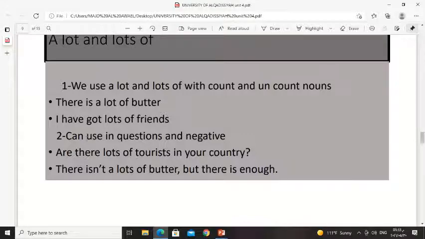A lot can be used in questions and negatives. Are there lots of tourists in your country? Question mark. There isn't a lot of butter, but there is enough. انتبهوا a lot of و lots of نفس القاعدة. نفس القاعدة ماكو أي اختلاف بيناتهم. يأتون مع المعدود وغير المعدود في السؤال وفي النفي. ماكو أي مشكلة.